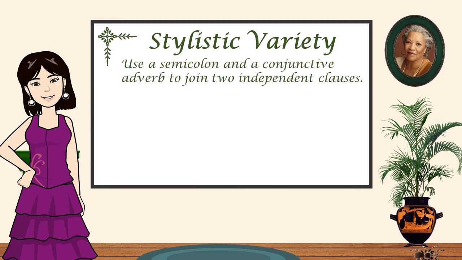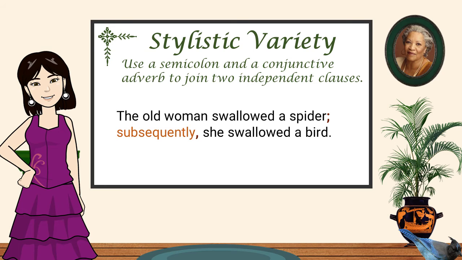Since sentence variety is a key element of style, let's review a third way to join two independent clauses, with a semicolon and a conjunctive adverb. Not as catchy as the original song lyrics, I know, but the use of a semicolon and conjunctive adverb correctly joins these two independent clauses.